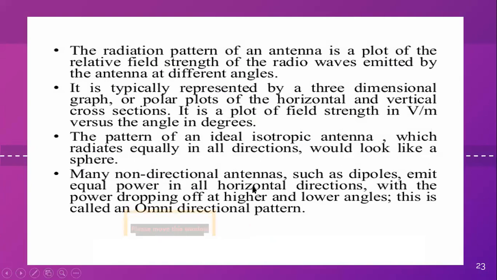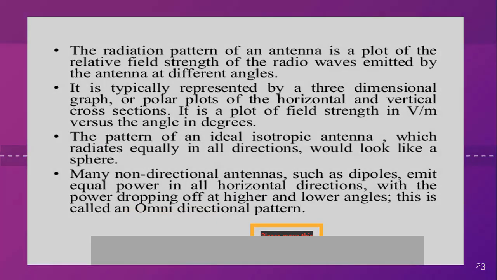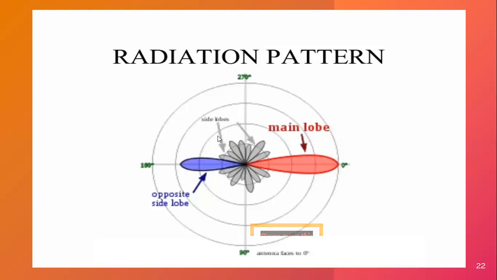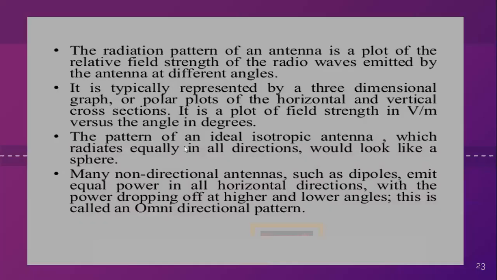So many non-directional antennas such as dipoles emit equal power in the horizontal direction, with the power dropping off at higher and lower angles. At the side lobes, as you have just seen, there is an angle. You can find the angle in the vertical, in the horizontal, in the cross. If you go through the previous slide, you will be able to find a small angle. You can find the angle in a slanting way, and you can find the side lobes, main lobes, and the opposite lobes also.